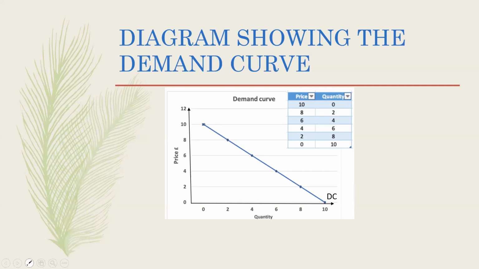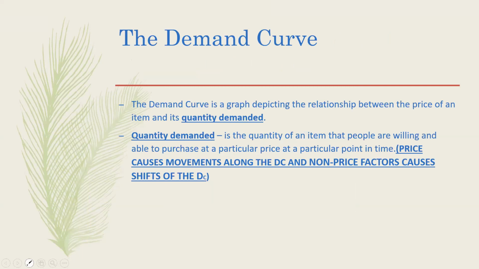Let's understand now some more about the demand curve. The demand curve is a graph depicting the relationship between the price of an item and its quantity demanded. All right, so what is quantity demanded? Quantity demanded is the quantity of an item that people are willing and able to purchase at a particular price at a particular point in time. Price causes movements along the demand curve, and non-price factors cause shifts of the demand curve.